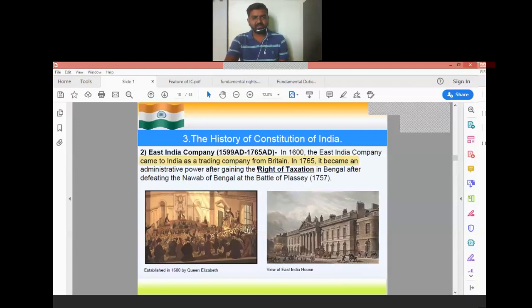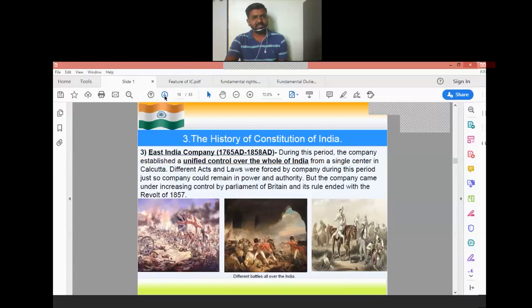Then came the rights of taxation. They had their own power. It means someone comes into your house and their order is followed. Now what happened? It was not good for us. Then the East India Company took full control of the whole of India, with a single center in Kolkata. So different acts and laws were enforced by the company during that particular period.